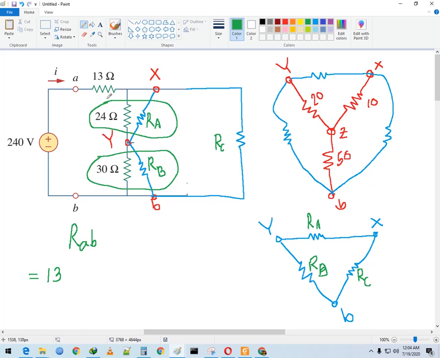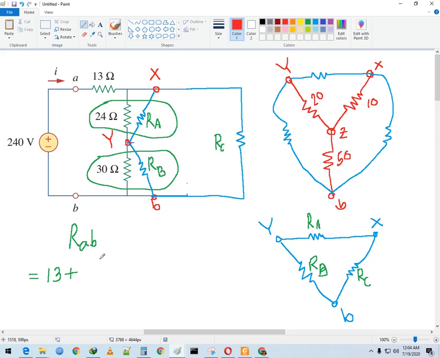You have to be able to do this kind of calculation in your head. This is also part of learning. So 13 plus, now we have this RA parallel 24 plus RB parallel 30.